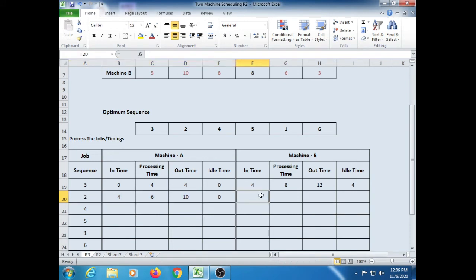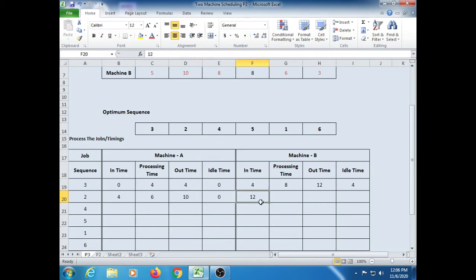But at the 10th hour the machine B is not ready. Why is it not ready? Because the previous job is performing at the 10th hour. Then the machine B will become free at the 12th hour. Then at the 12th hour we can process the present job, even though the job is ready.